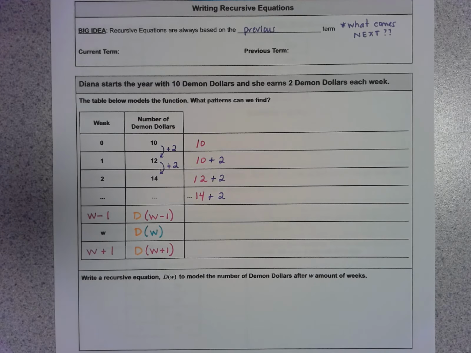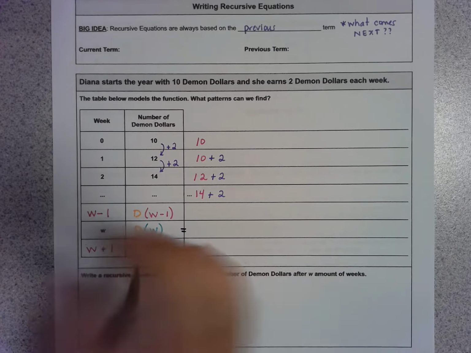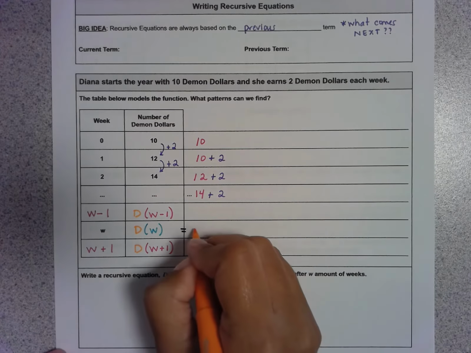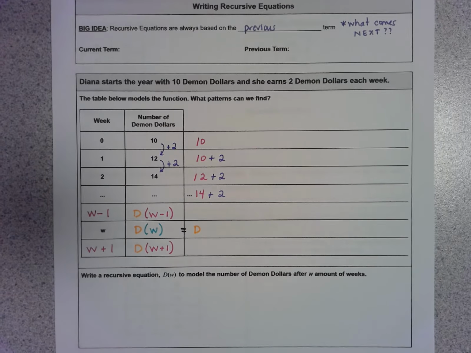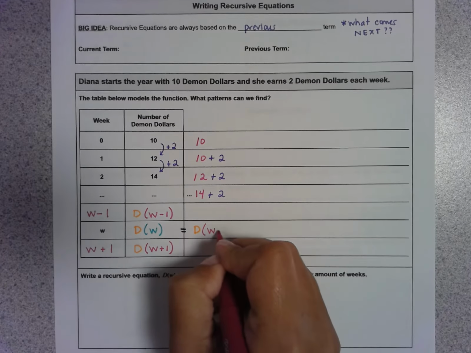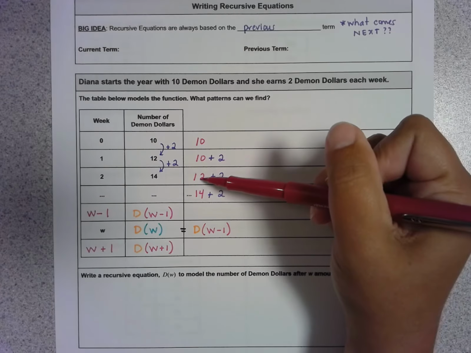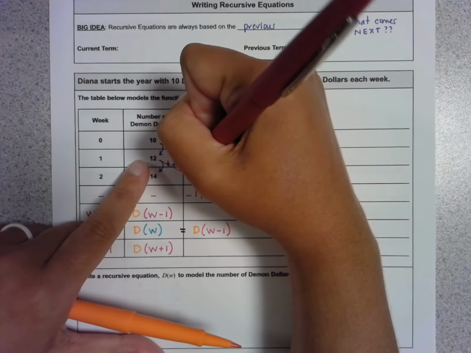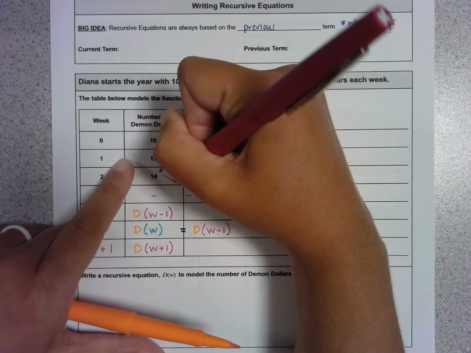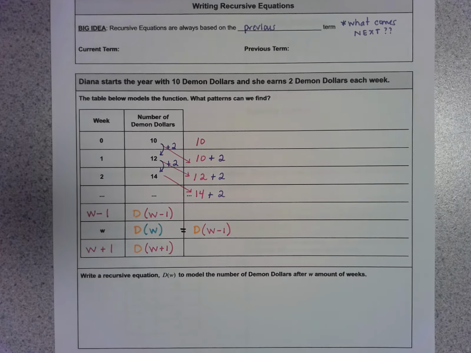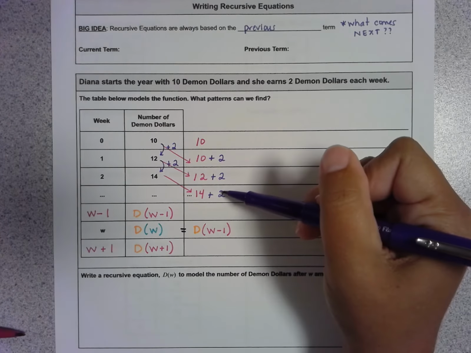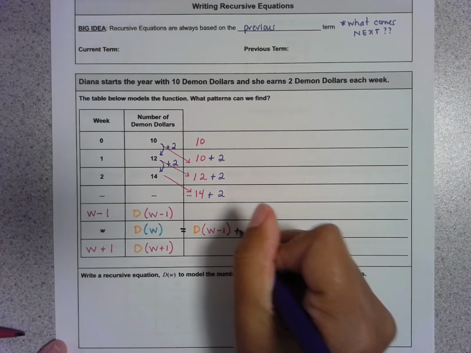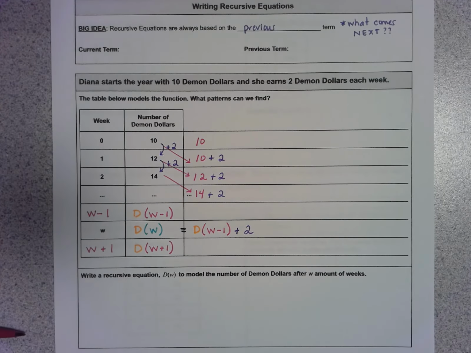If we want to represent the equation this way, we would say this week's output would be equal to last week's output, so D, because it's the output, from last week, W minus 1, which is the same thing we can see here. This is last week's output. I can kind of draw an arrow here to show you where that's coming from. You're using the last week's output plus your pattern. You'll notice that we always take last week and add 2. So we would just take last week and add 2.